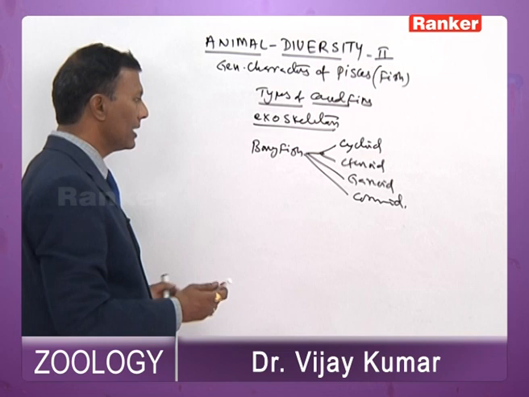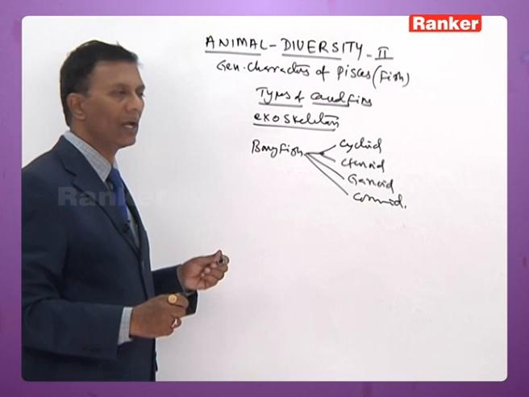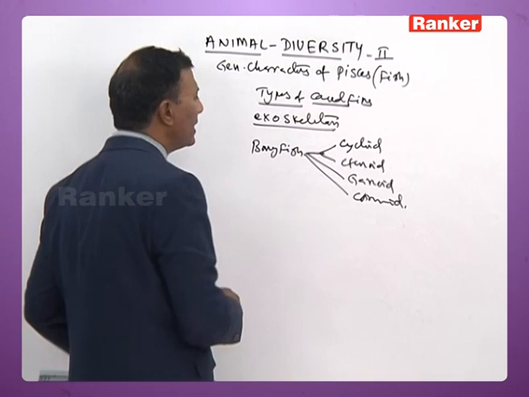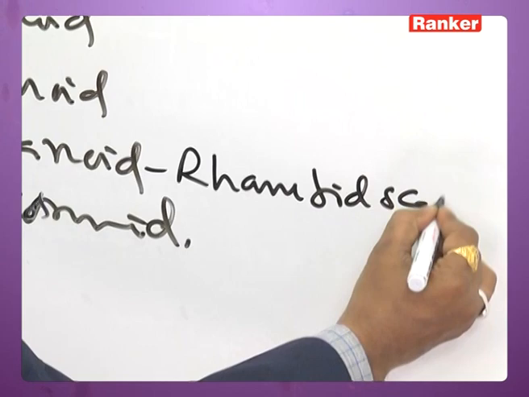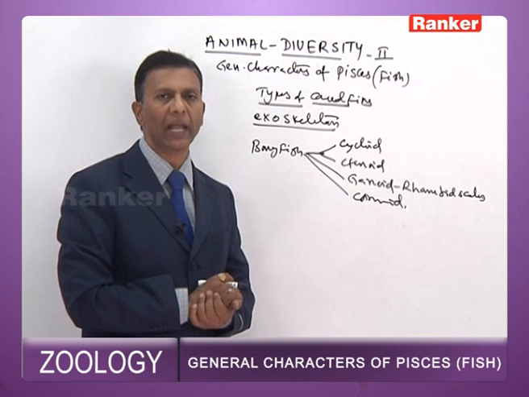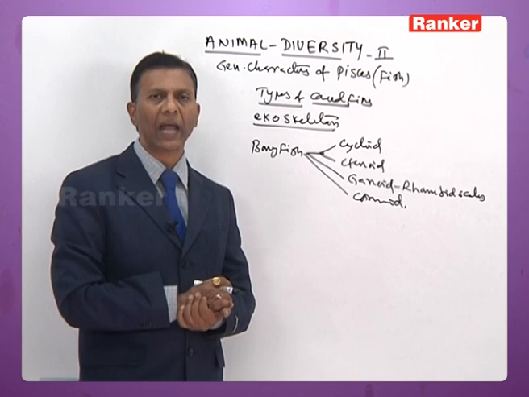The most common types among these are cycloid and ctenoid. The cosmoid scales are present in certain extinct bony fish. And the ganoid scales are also called rhomboid scales. In some fish, scales are entirely absent. They have a naked body, like most of the catfish. In all catfish, scales are absent.